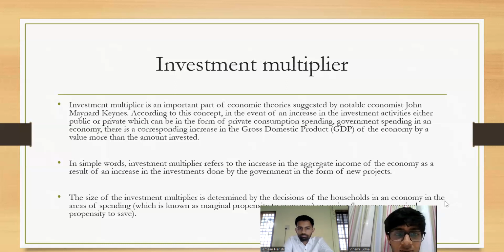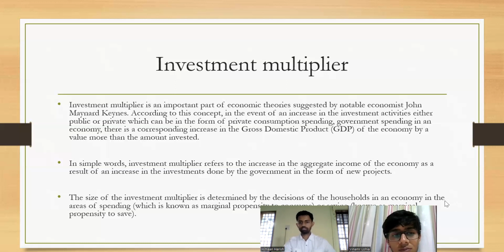Government spending in an economy leads to a corresponding increase in the economy's value, more than the amount invested. In simple words, investment multiplier refers to the increase in the aggregate income of the economy as a result of an increase in the investments done by the government in the form of new projects. The size of the investment multiplier is determined by the decisions of the households in an economy in the area of spending, which is known as marginal propensity to consume, or saving, known as marginal propensity to save.